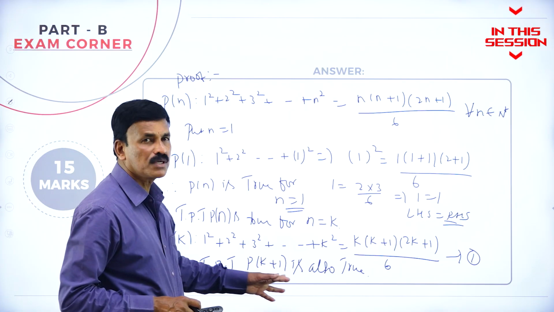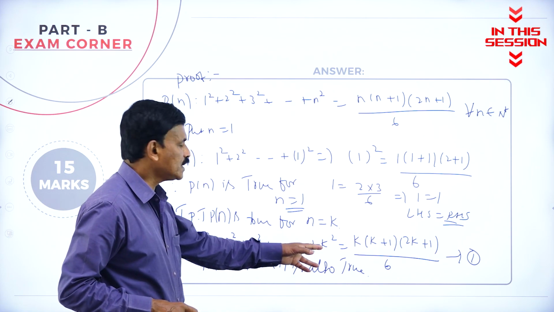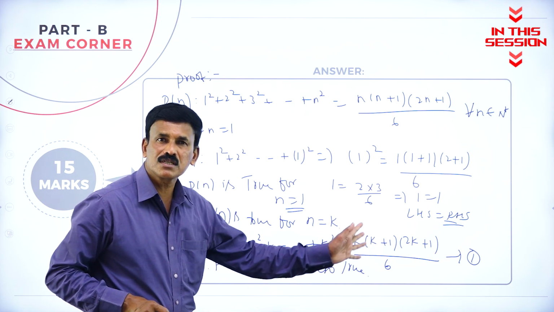To prove P of k plus 1 is also true, just add (k plus 1) whole square on both sides of equation number 1.